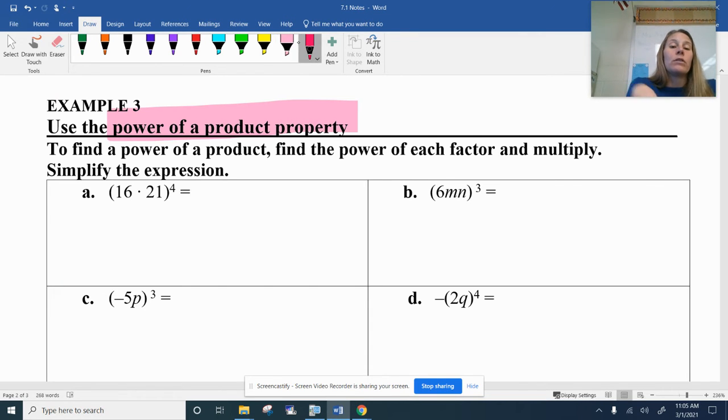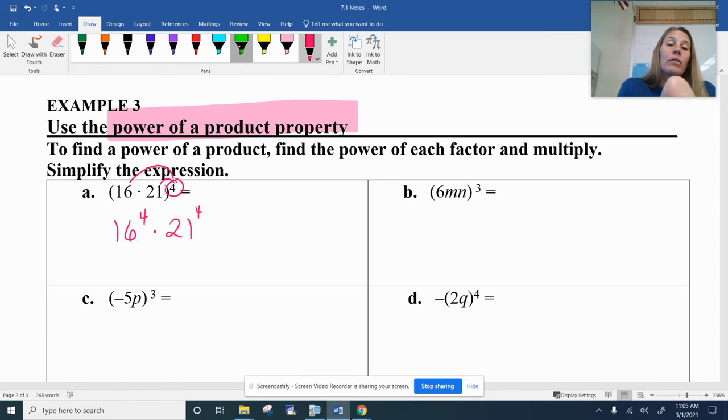So if you have the 2 items separated, like you do in example A here, it's pretty easy because you're just going to make sure that that 4 is on each of those terms. So you have 16 to the 4th times 21 to the 4th. That's all you have to do.